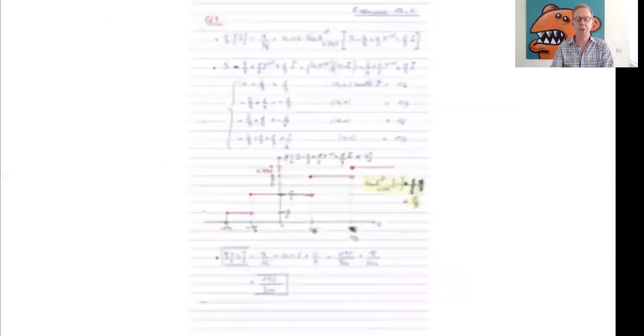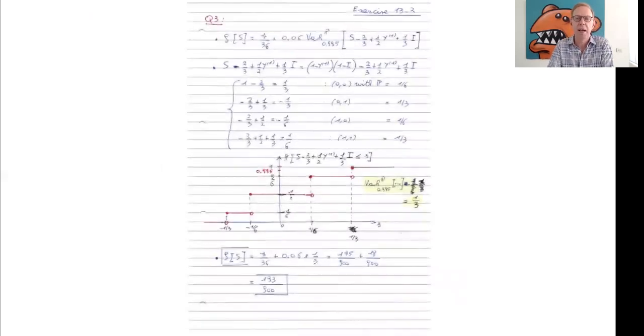The solution of question 3 goes in the same line as what we did before. We have to determine first the distribution of S minus 2 over 3 plus 1 over 2 y1 plus 1 over 3 I. And if we plot this distribution function, this is the plot. We have to determine then the 99.5 percentile. So that is again the maximal value 1 over 3. If we fill this in, if we add all these things in our general formula for rho of S, we find that rho of S is 1 over 193 divided by 900.